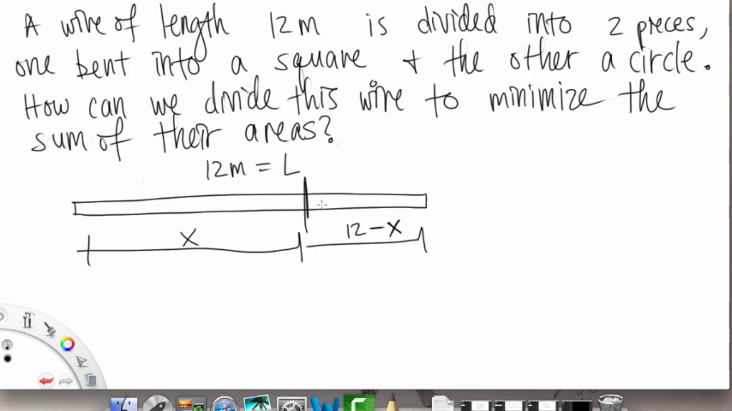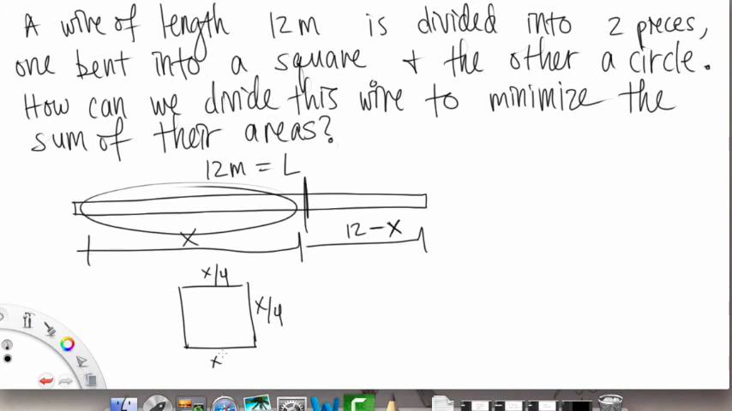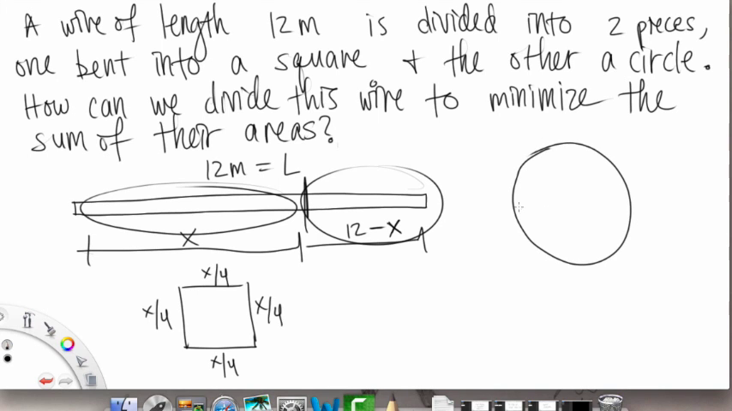Now I'm going to take this X piece and bend it into a square. That means each of these sides is x over 4, so the perimeter is all x. Then this part here, the 12 minus x, we're going to make into the circle. So here's our circle, and its circumference is equal to 12 minus x.